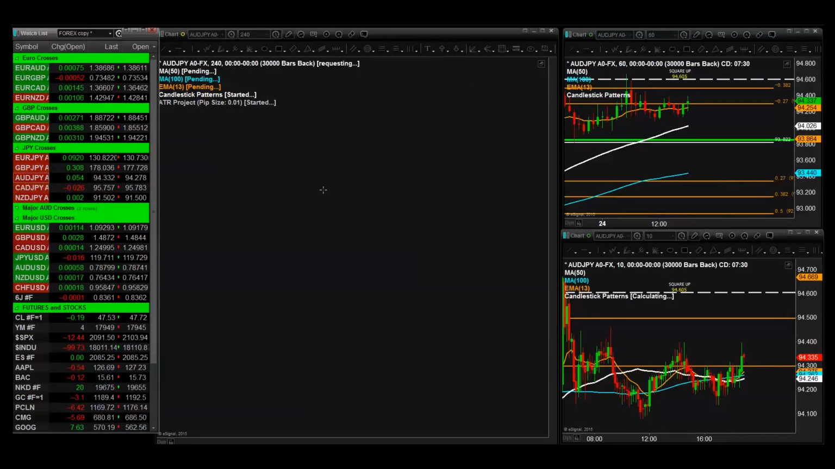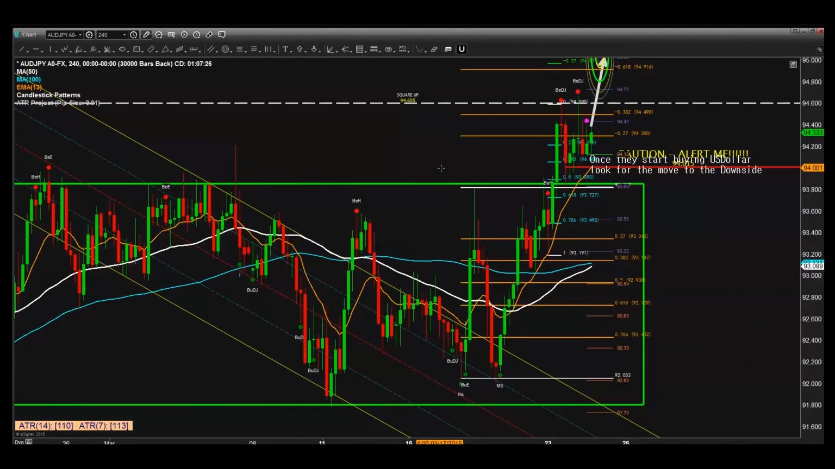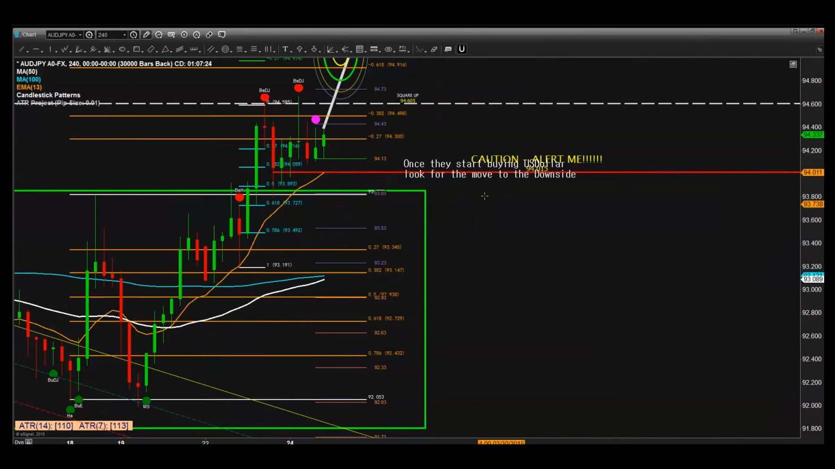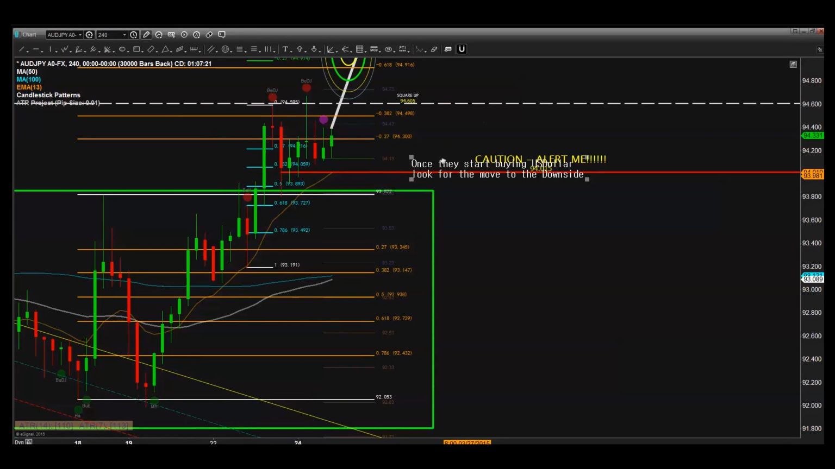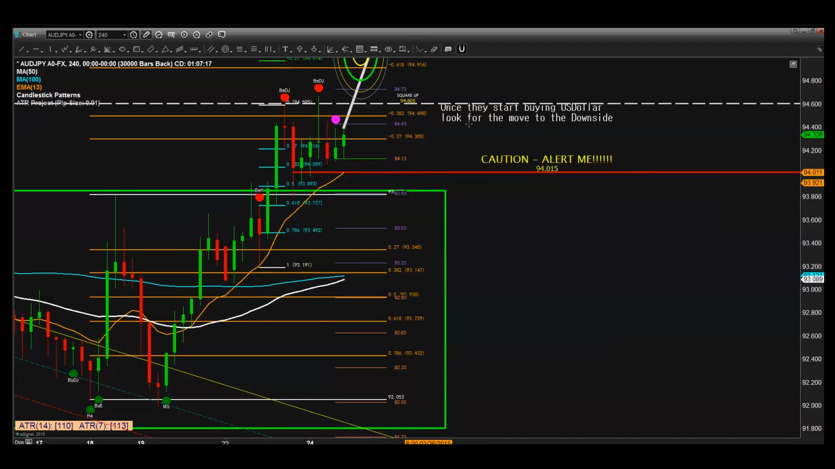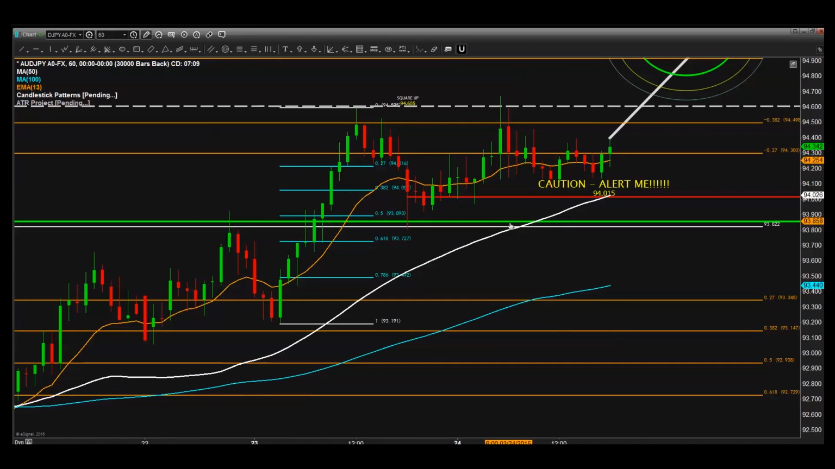Excuse me. Aussie yen. Aussie yen was a trade from last night, right? I'm still gonna leave my note there. Absolutely. Hold on, Gregory. Oh yeah, I'm looking for the sell on this one. How many of you guys took the Aussie yen last night? One. Who else? You see the importance?